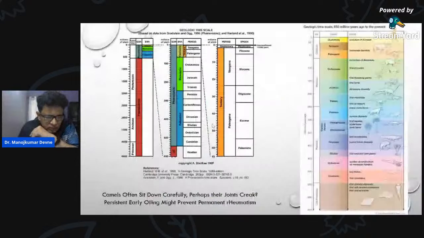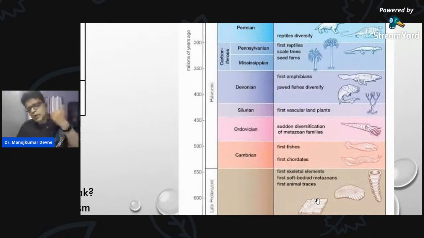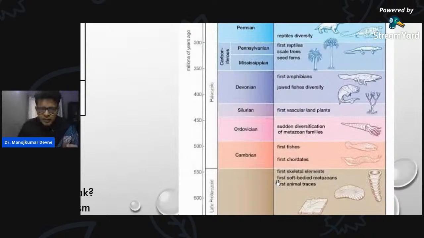Let me fetch the picture. You'll see that these animals are very peculiar here. All this is Paleozoic, you can read it here. Very queer animals, not similar to the animals that you would find today, and that is why these are called older forms of animals. That's Paleozoic as such: the first skeletal animals, soft bodies, metazoans, first animal traces.